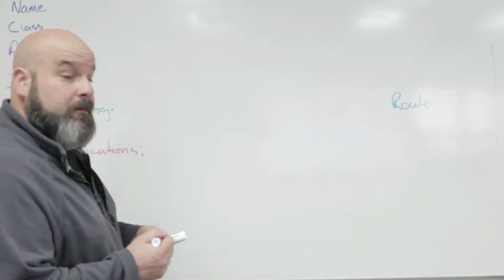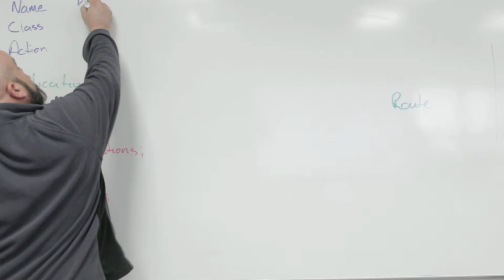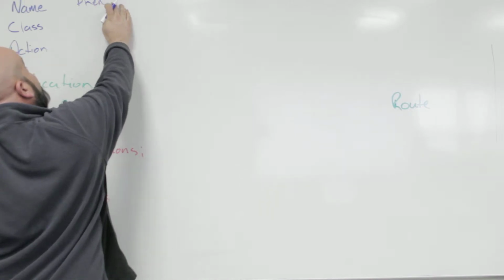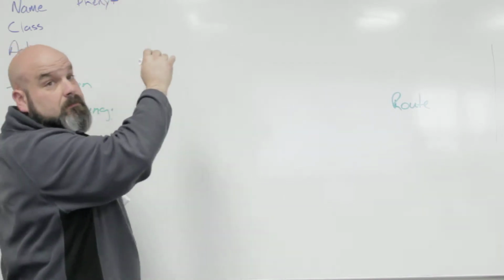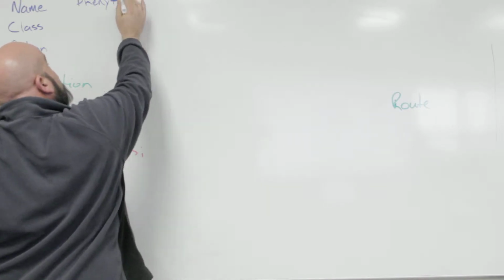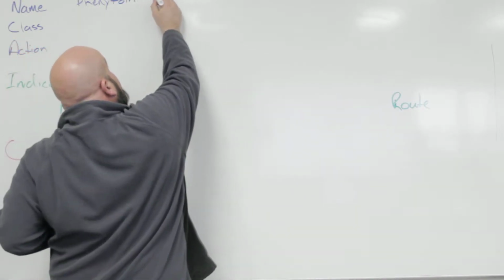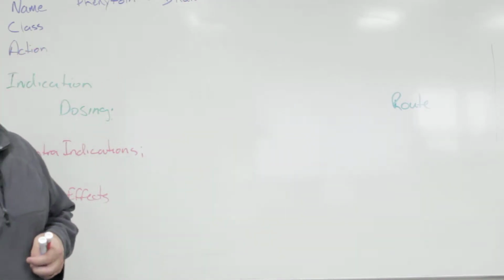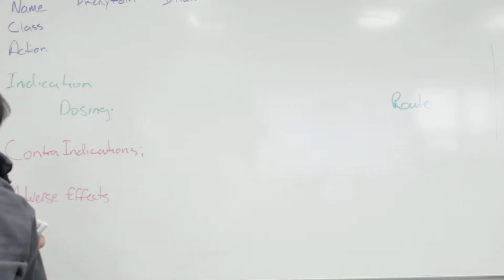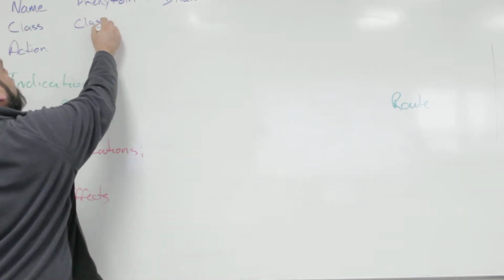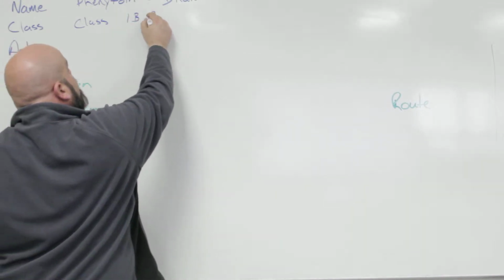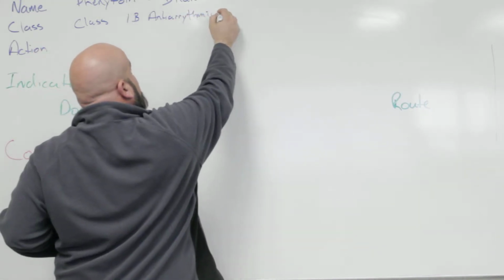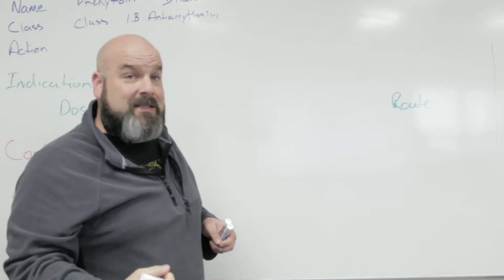So let's talk about Phenytoin, or Dilantin. Okay, this is a class 1B antiarrhythmic. Also an anticonvulsant.